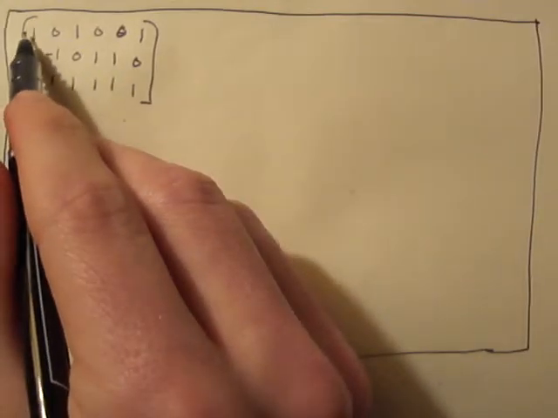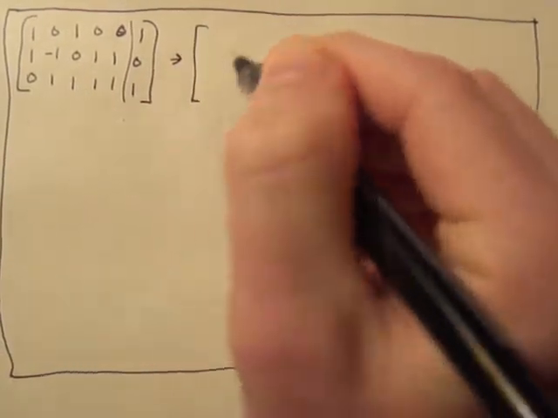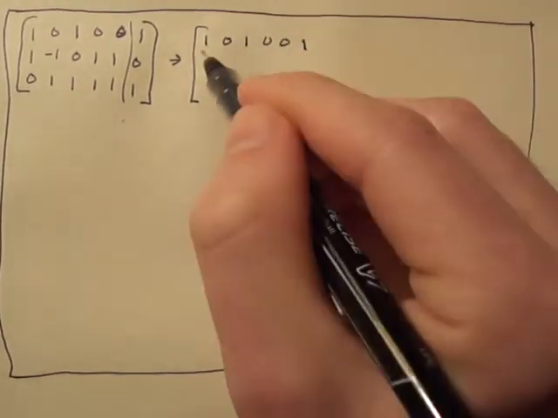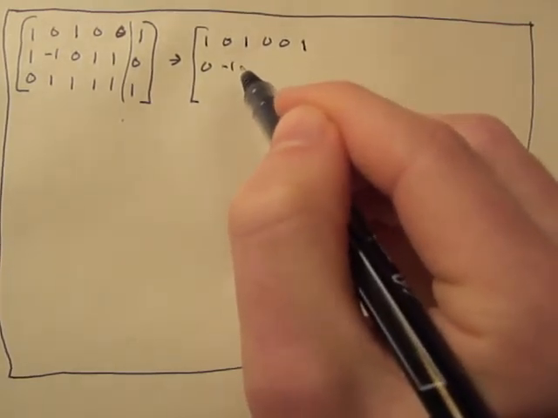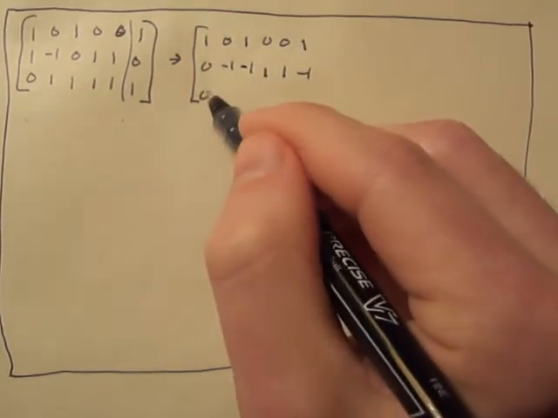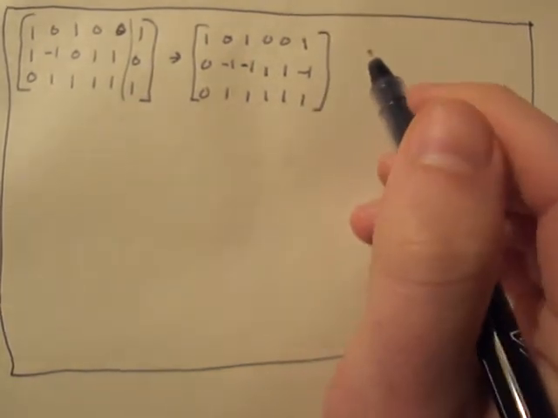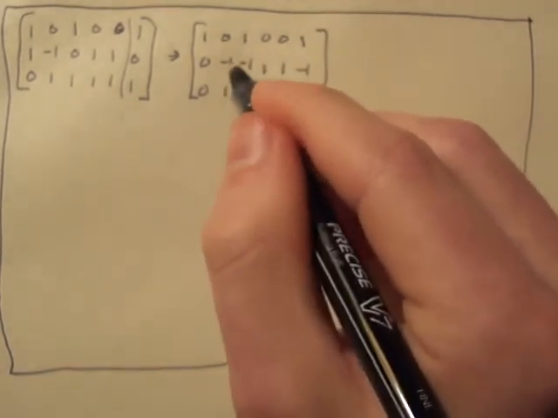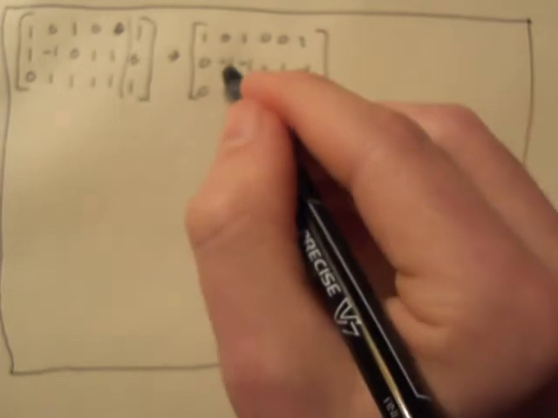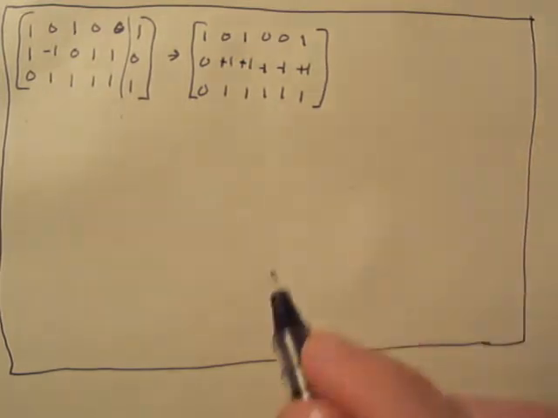So we'll multiply row 1 times negative 1, add it to row 2. That gives us 1, 0, 1, 0, 0, 1, 0, negative 1, negative 1, 1, 1, negative 1, and this row remains the same. 1, 1, 1. Okay, and so we can have a 1 in this pivot. I'll just multiply row 2 by negative 1, so that becomes a 1, that becomes a 1, that becomes a negative 1, that becomes a negative 1, and that becomes a 1.